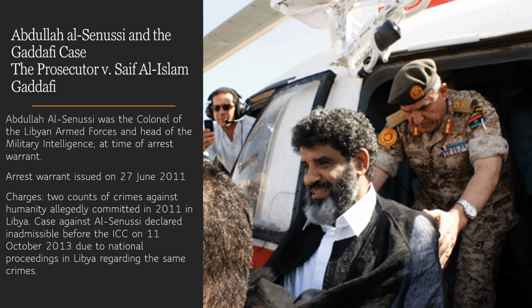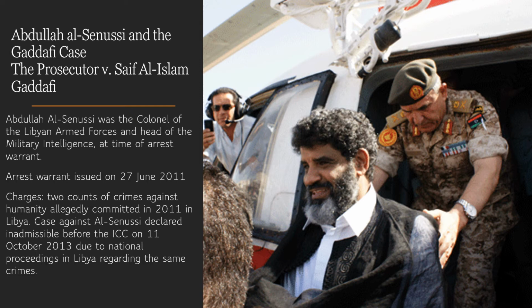Another case that illustrates how well the oversight of the ICC works is the case of Abdullah al-Sanusi, in the Gaddafi case, in the case of the prosecutor versus Saif al-Islam Gaddafi. Abdullah was the colonel of the Libyan armed forces and the head of the military intelligence at the time of his arrest warrant. His warrant was issued on 27 June 2011. He was charged with 2 counts of crimes against humanity allegedly committed in 2011 in Libya. Case against al-Sanusi declared inadmissible before the ICC on 11 October 2013 due to national proceedings in Libya regarding the same crimes.